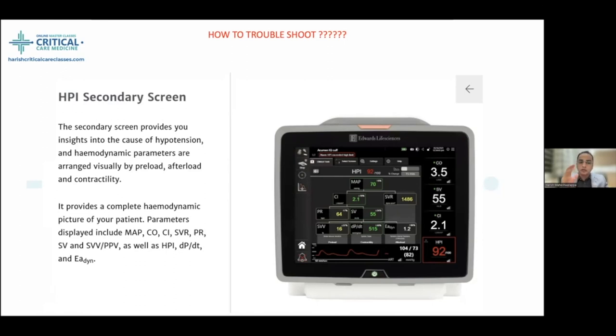We know that these are the dynamic indices. Like the ratio, we call it arterial elastance, and we get some data called dP/dt along with the hypotension prediction index. Here, based on SVV or PPV data, based on dP/dt, the hypotension prediction index, and the dynamic parameters like SVV or PPV, we can do the whole troubleshooting, whether we need to improve the contractility, or play around with the afterload increase, or give fluid, that is the preload. So these are the three parameters by which we are going to troubleshoot when we predict that a patient is going to have hypotension.